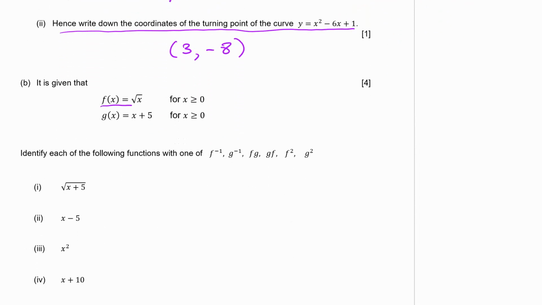We're given that f of x is the square root of x, just for values of x greater than or equal to 0, which it has to be. We can't put a negative under the square root. And g of x is x plus 5, again for x greater than or equal to 0.